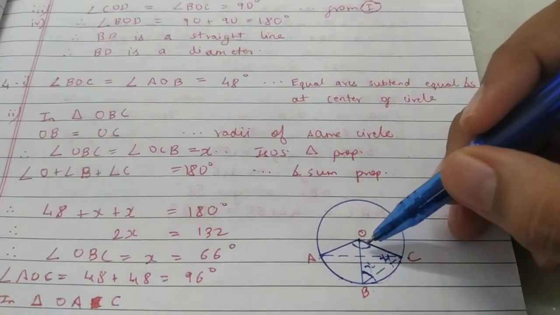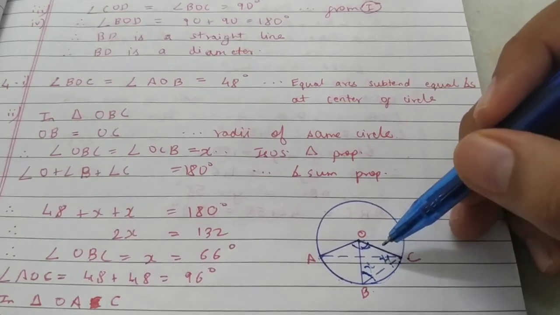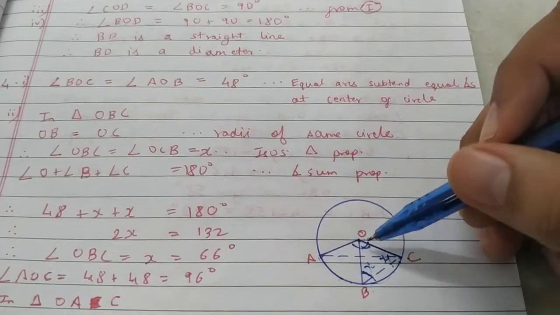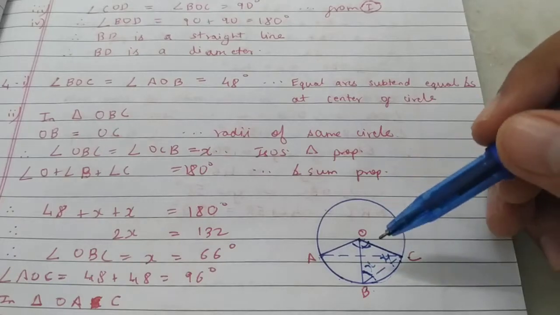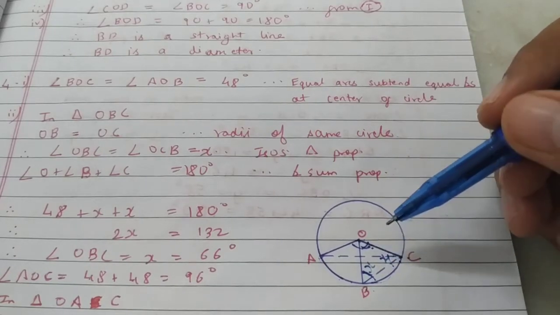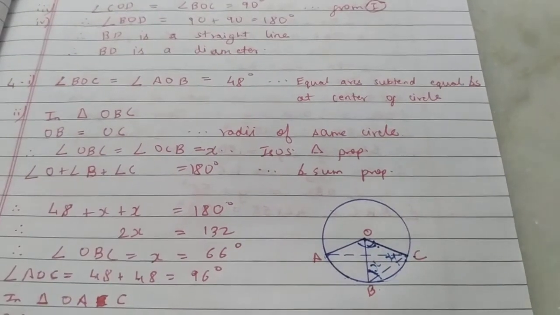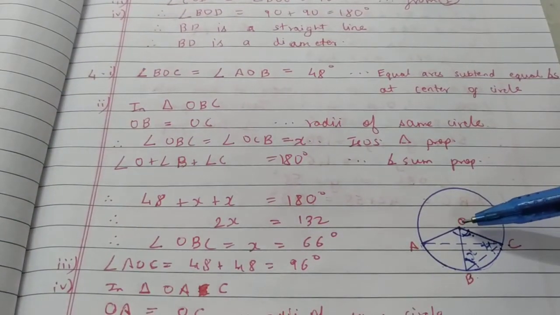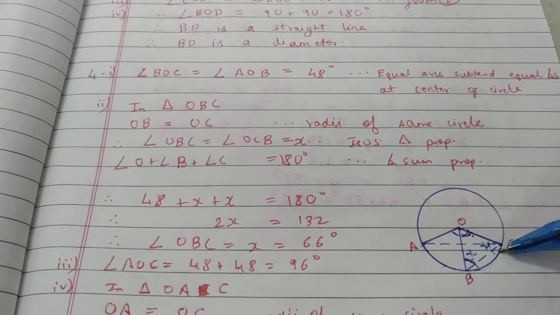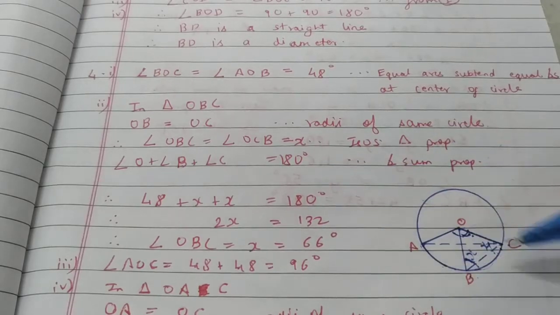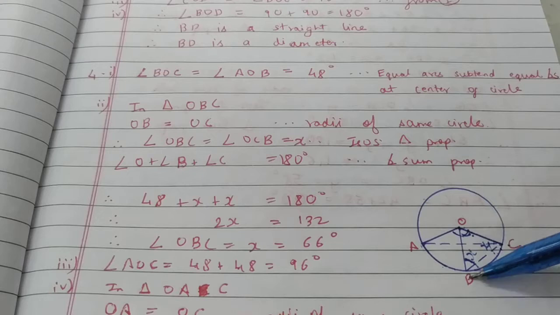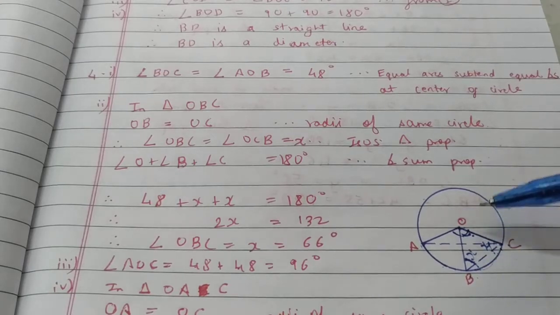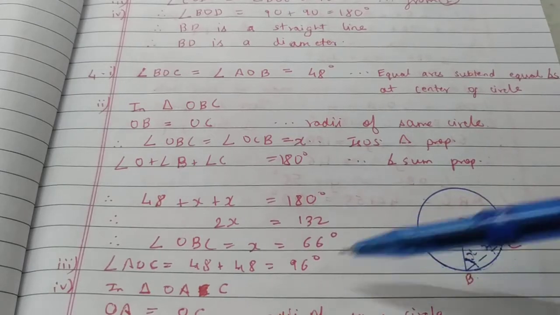And we already know the central angle, which is 48 degrees. Now angle sum property, x plus x plus 48 is 180. Then solve, get the value of x, which will be the value of angle OBC, 66 degrees. Roman number 3, how much is AOC? Well, do mention angle AOC is equal to angle AOB plus angle BOC. You have to mention all that, and then we write the answer as 96 degrees.